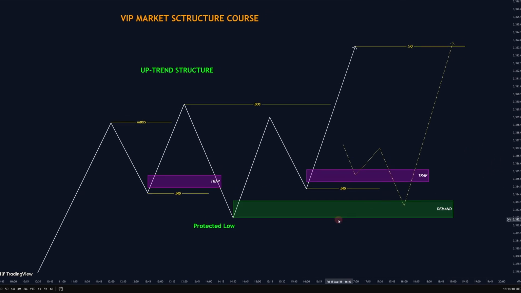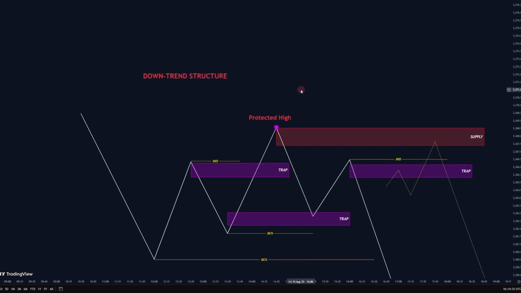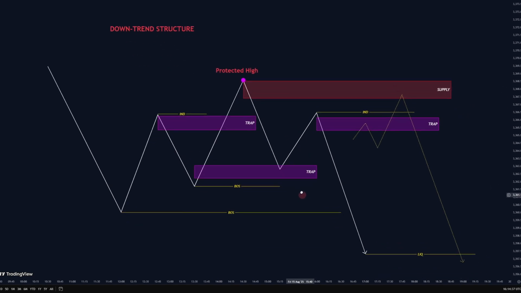All right. Now, when people are going to enter from this zone thinking it was the best zone because it broke the structure, for me, I view it as inducement. I will look for the zone beneath it because this is where I marked my protected low. This is where I want to put my limit order and aim for the next liquidity. All right, this is an uptrend, and I will show you the same scenario on a downtrend.